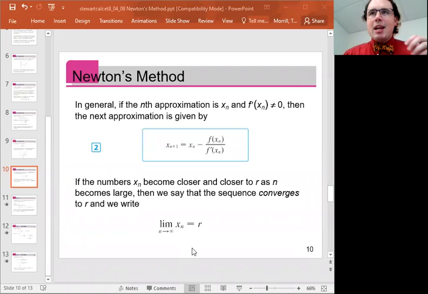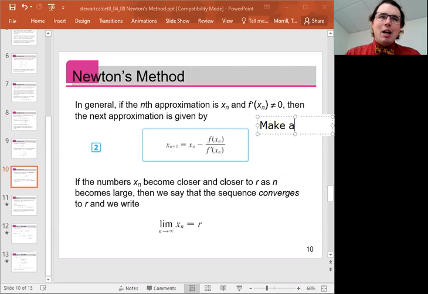So like I was saying, this is the general formula for Newton's method, where to find roots of a function that is not necessarily a nice polynomial. So we're going to start off, and we're going to make a guess. We're going to call that guess x1.